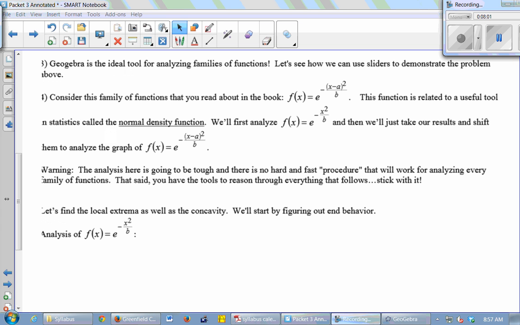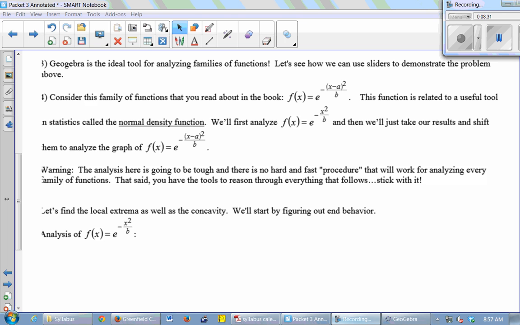Press record? Yeah, okay. f of x equals e to the negative (x minus a) squared over b. So this function is related to a useful tool in statistics called the normal density function. Often it's referred to as a bell-shaped curve. So we're first going to analyze a simpler function, f of x equals e to the negative x squared over b. So in this case, a is just 0.